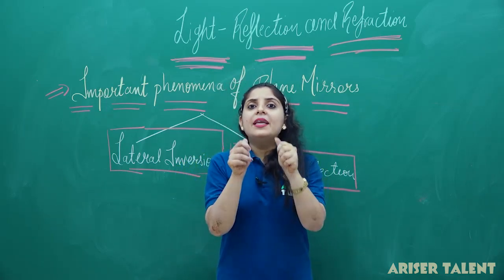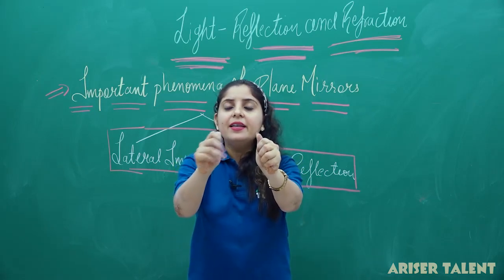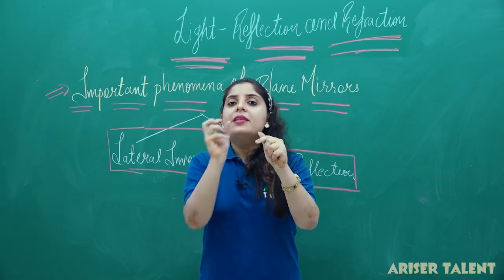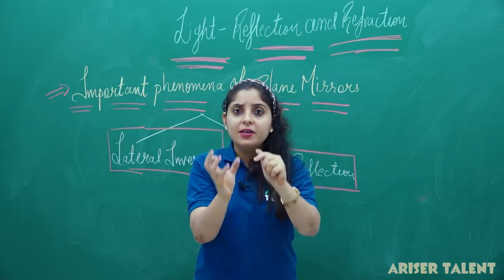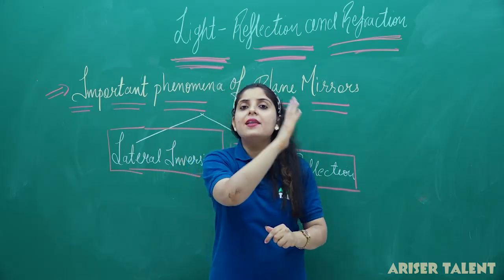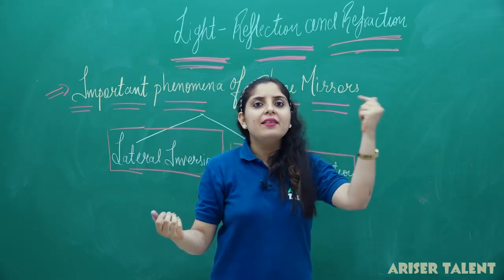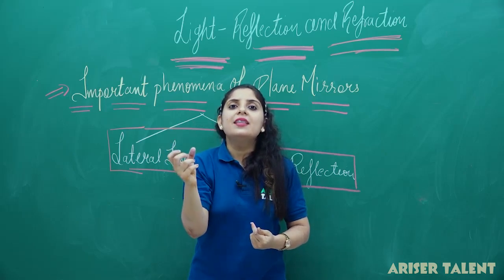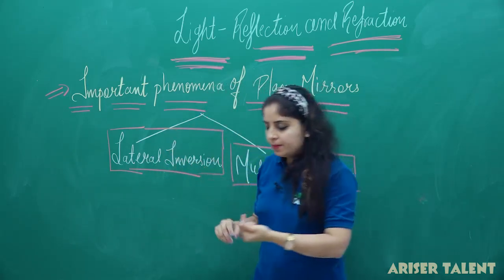Similarly, if I am taking any printed page and I hold it towards the mirror, what will you see in the mirror? You can see that in the mirror the letters are just inverted. So it means when the left side of the object appears as the right side in the image and the right side of the object appears as left in the image, we can say that this whole concept is known as lateral inversion.